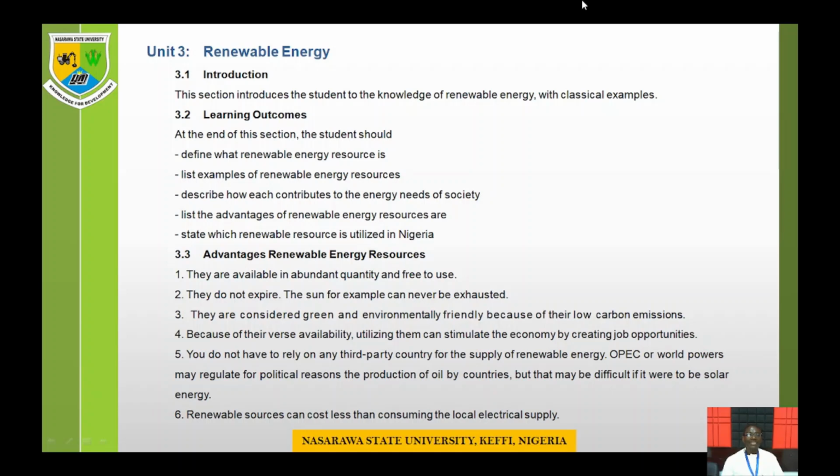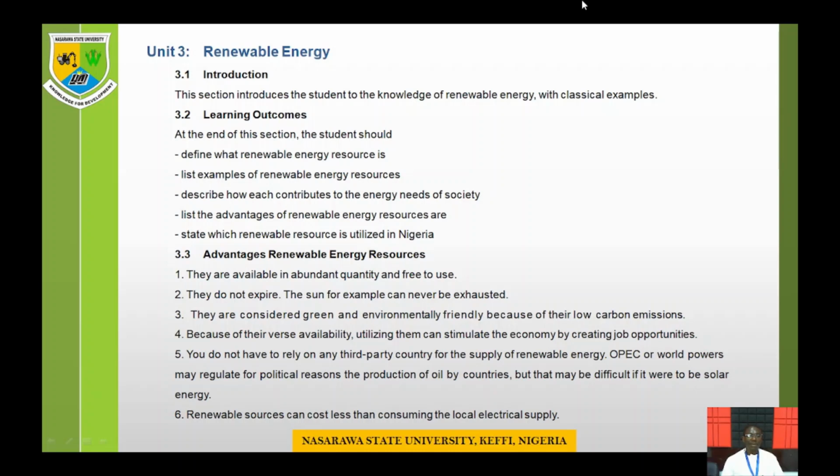We'll try to look at the advantages and disadvantages of these renewable energy resources. So we'll start with advantages. The advantages of renewable energy resources are: 1. They are available in abundant quantity and free to use. 2. They do not expire. The sun, for example, can never be exhausted. 3. They are considered green and environmentally friendly because of their low carbon emissions. That means that renewable energy does not pollute the environment as much as the non-renewable options.